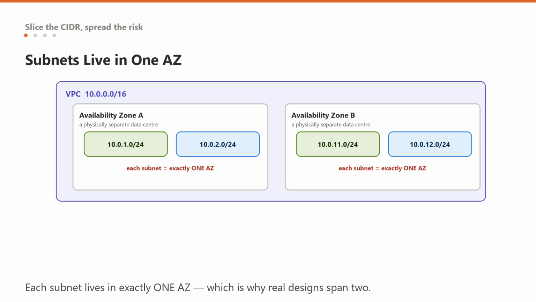Now here is the single most important fact about subnets. Each subnet lives in exactly one availability zone. An availability zone is a physically separate data center within the region. So if that one data center has a power failure, everything in that subnet goes down with it. This is why every serious architecture spreads its subnets across at least 2 availability zones. Multi-AZ isn't optional. It's how you survive a data center failure.